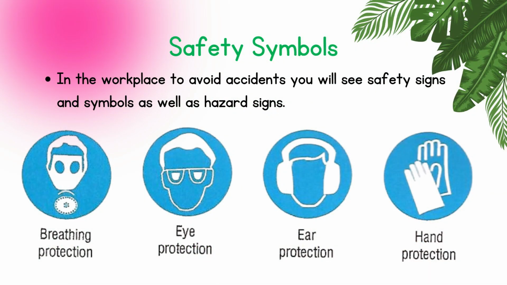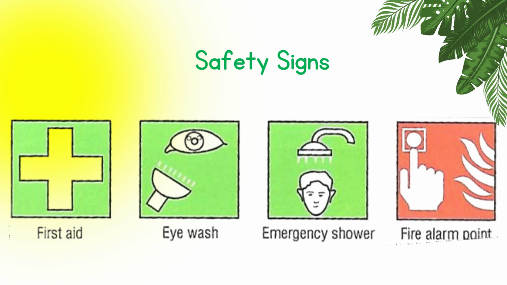Let's start with the safety symbols. In the workplace, to avoid accidents, you will see safety signs and symbols as well as hazard signs. Here are some examples. We have the breathing protection sign, the eye protection sign, ear protection sign, and hand protection sign. Here are some more safety signs. You have the first aid sign, the eye wash sign, emergency shower, and the fire alarm point.